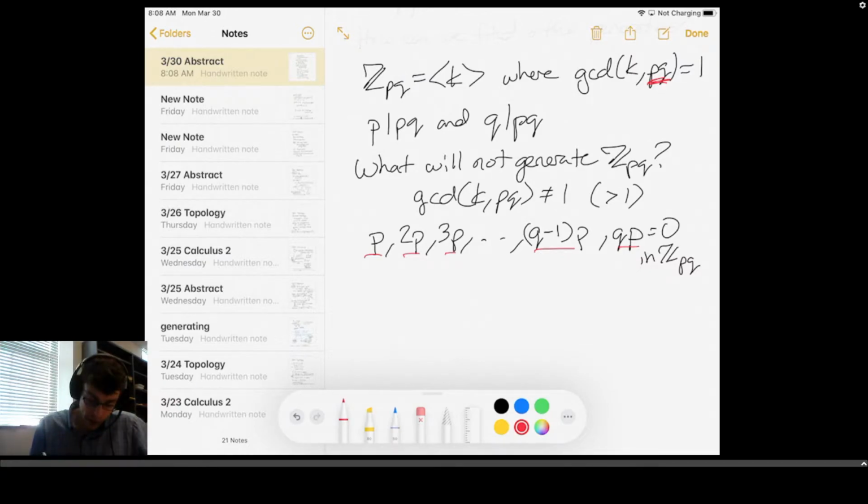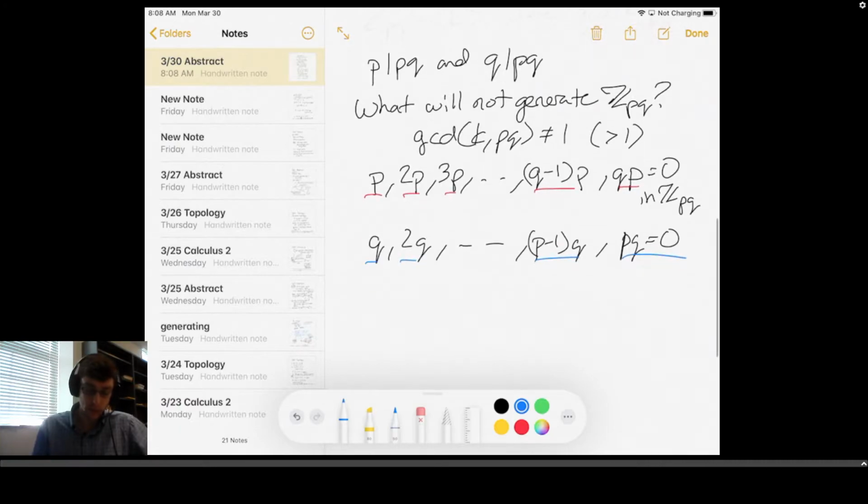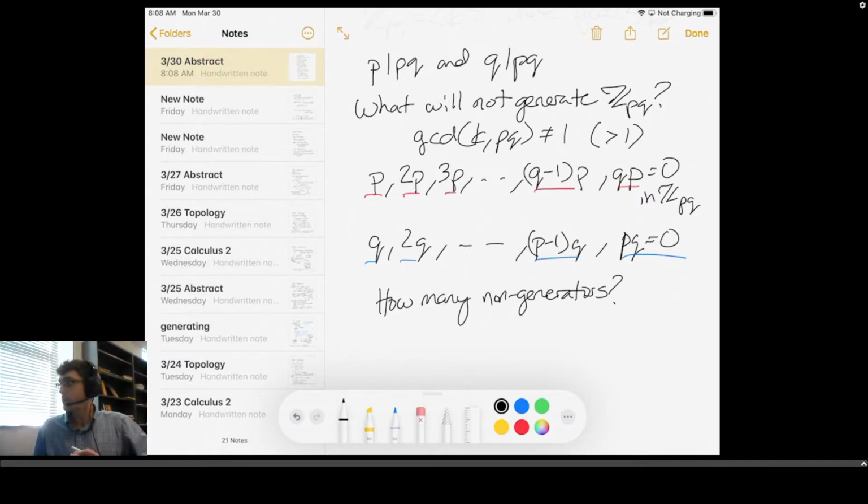And similarly, we have Q, 2Q, all the way down to (P minus 1) times Q. And then we also have PQ. And so how many of these are there total? How many non-generators, we'll call them? How many can you count there?